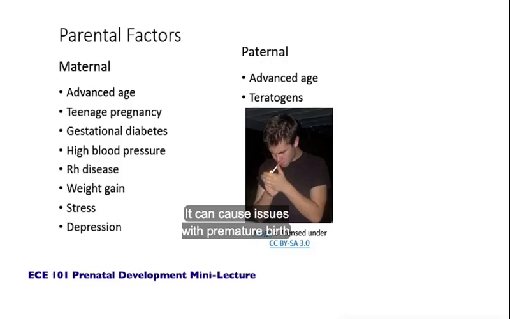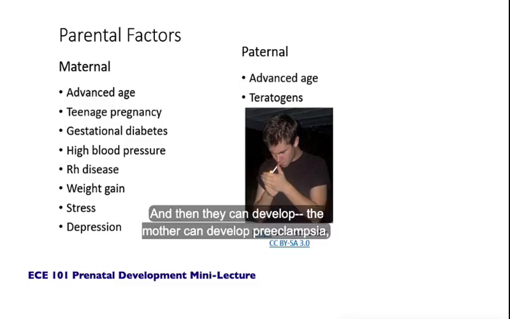It can cause issues with premature birth and low birth weight, and placental abruption, which is where the placenta comes away from the wall of the uterus. If a baby's not delivered and viable, that will cause death. And the mother can develop preeclampsia, which can be fatal to the mother. Rh disease refers to a protein that's found in blood.